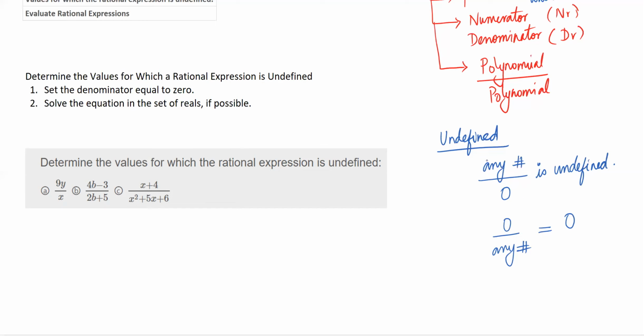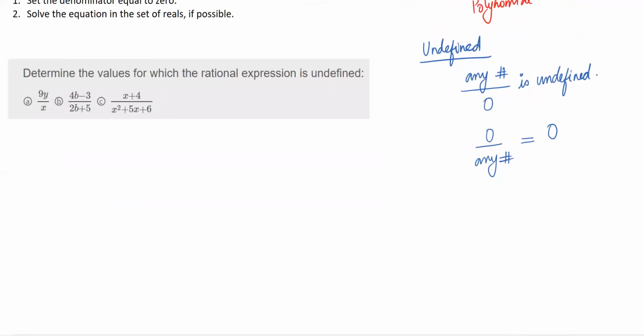Okay, so just to put it as a rule, any number over zero is undefined, zero over any number is zero. All right, let's get into the lesson. Determine the values for which the rational expression is undefined. So there's a reason why I was talking about undefined. This is when the denominator becomes zero, right? When your denominator is zero, the expression is undefined. So that's what we're going to focus on in each part.